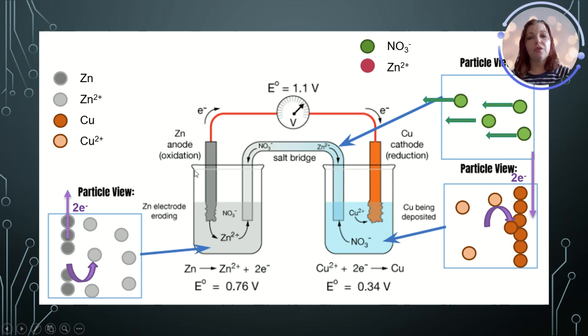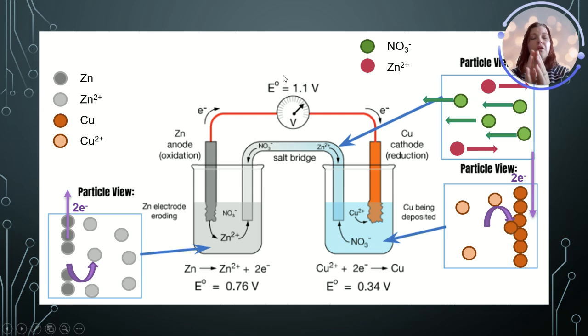And so you can see that over time, your zinc electrode is eroding because it is losing particles to the solution, whereas your copper electrode is getting bigger. It's increasing in mass because copper is being deposited. Now, again, here we are losing positive ions, and so you would have positive ions that would travel towards this half cell, and you can see that look like that.